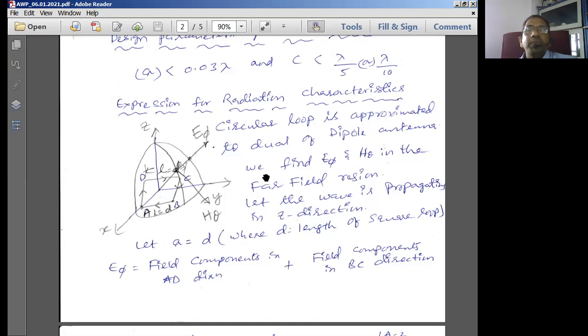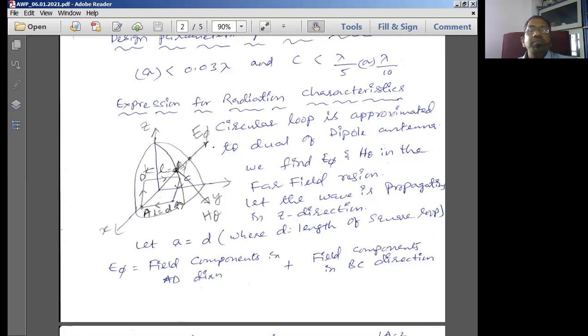So the circular loop is approximated. Once again, for simplification purposes, this circular loop is approximated to the dual of the dipole antenna. We already discussed a dipole antenna in the earlier sessions, where we developed the equations for E theta and H phi. We'll be using the same equations here also.